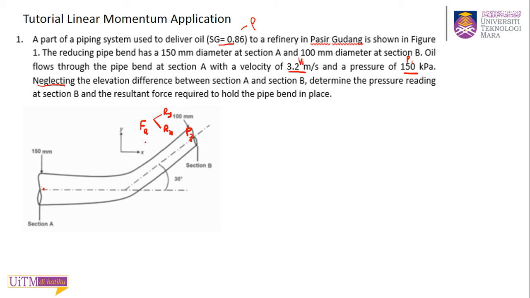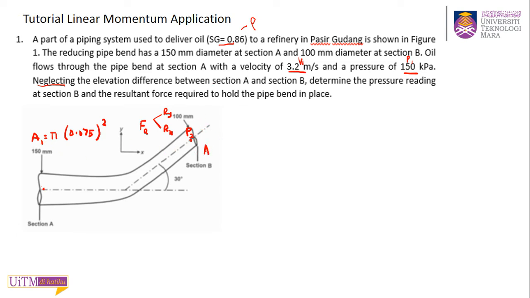From the question, they give you the diameter. You can find the area for A1. A1 equals pi times 150 divided by 2, which is 75, so 0.075 squared. So this is your area 1.